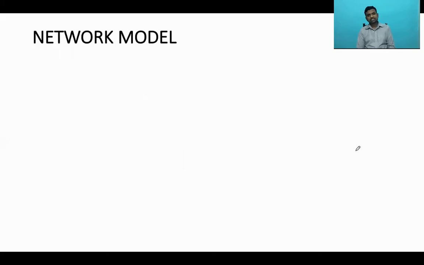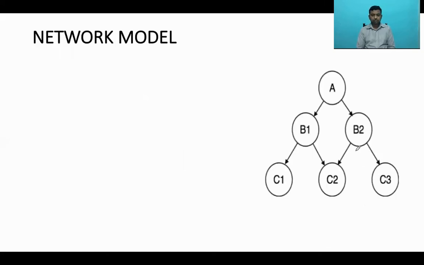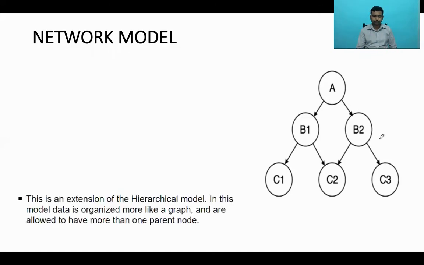Now, next is the network model. This network model is a tree-like structure again, but we can have more than one parent. This is solving the purpose of your hierarchical model. The hierarchical model has a disadvantage. What is that? One child, one parent. But here I have a child C2 which has two parents, B1 and B2. So one data can retrieve information from more than one data.